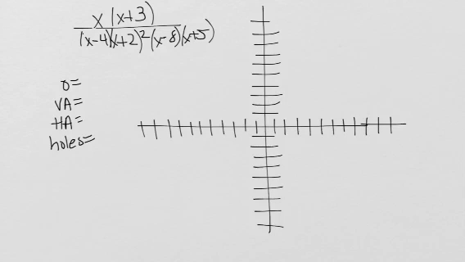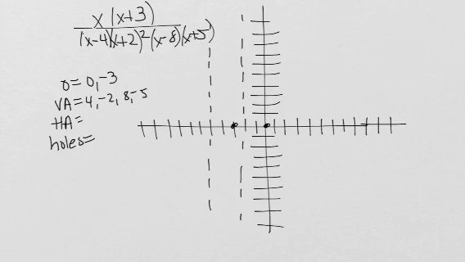Problem 2b is asking us to graph the rational function and identify the given parts. Our zeros are going to be at 0 and -3 because those are the roots of our numerator. Our vertical asymptotes are 4, -2, 8, and -5 because those are the roots of our denominator. So we're going to draw those in as dashed lines.